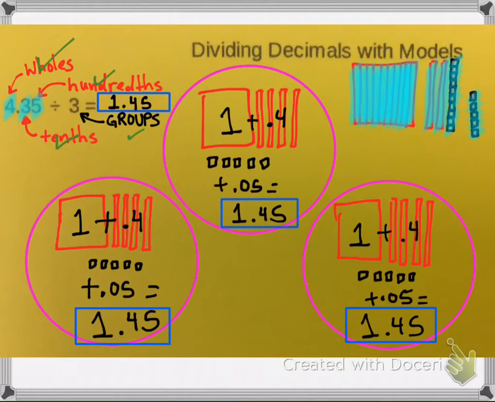So the dividend is the total number of models that you have to distribute. The divisor is how many groups you have. And then the quotient comes from how many models you actually have, how many base 10 blocks you have inside each one of the groups. Okay, let's move on to the next one so we can get more practice.